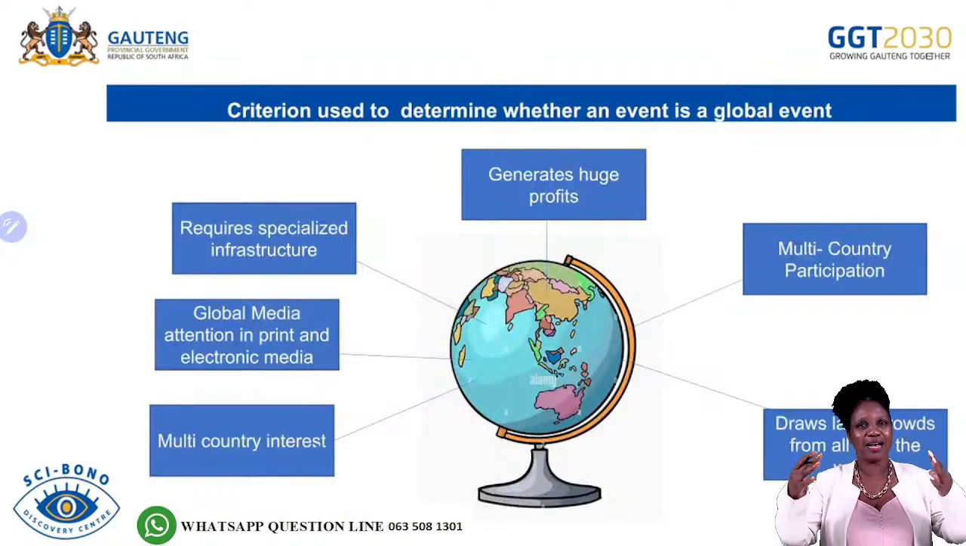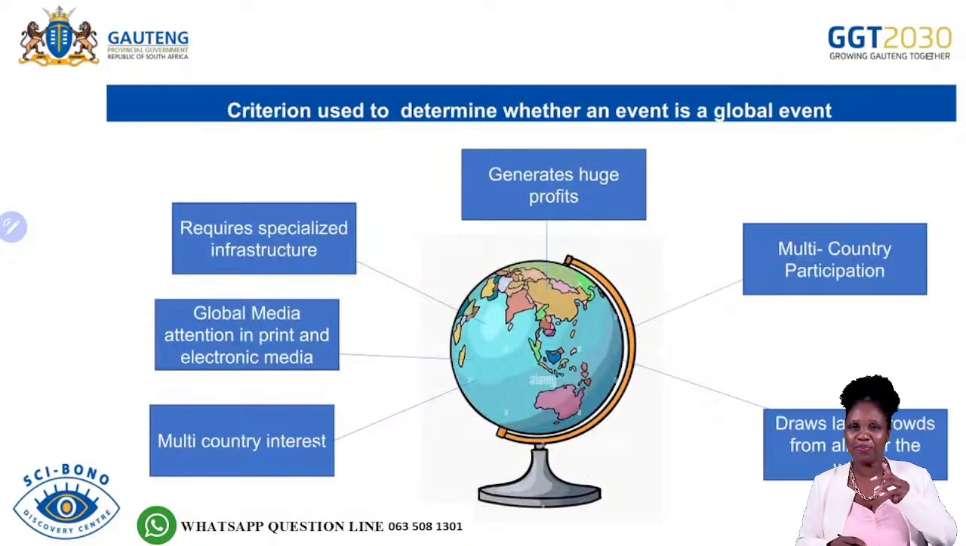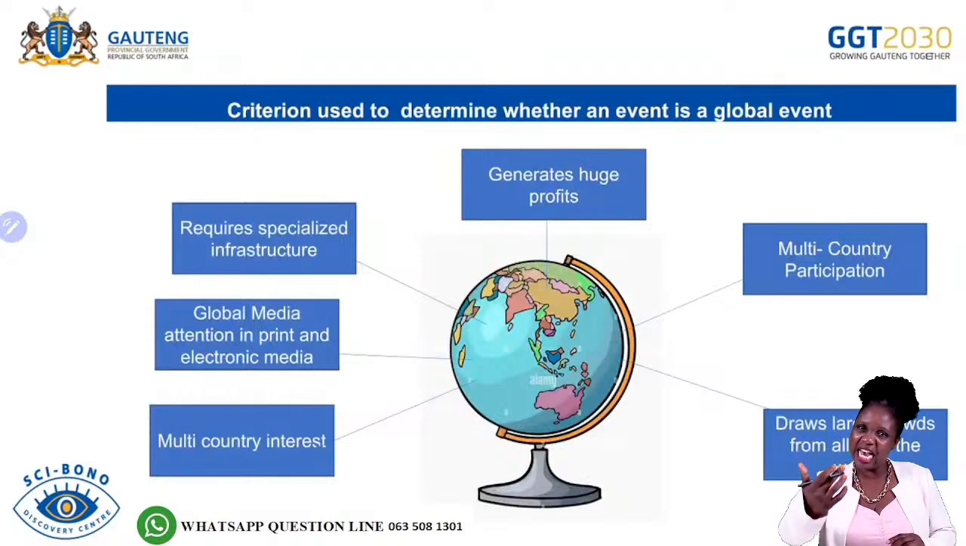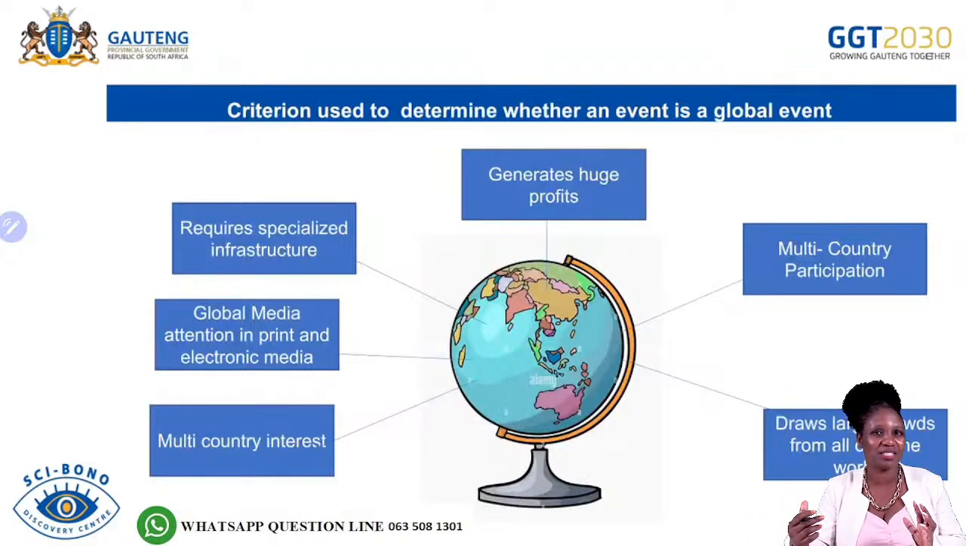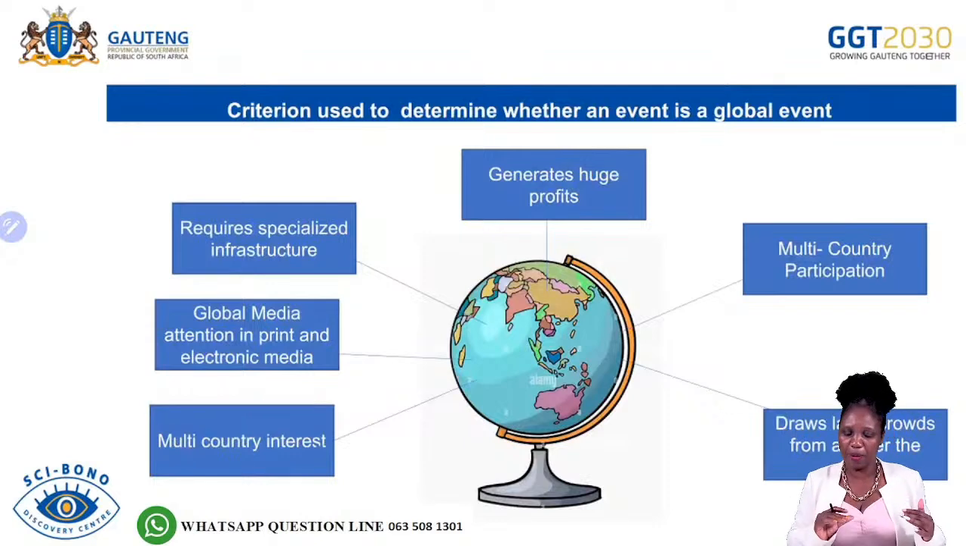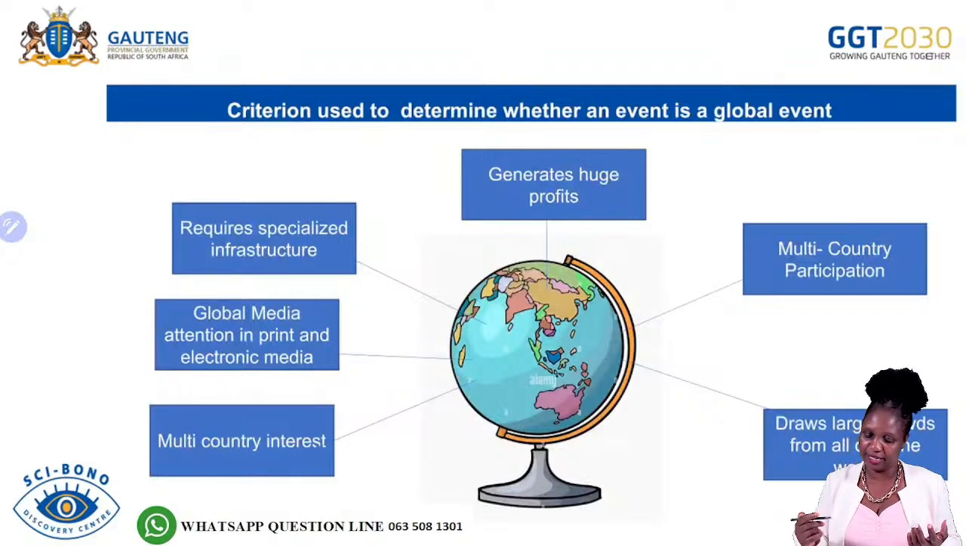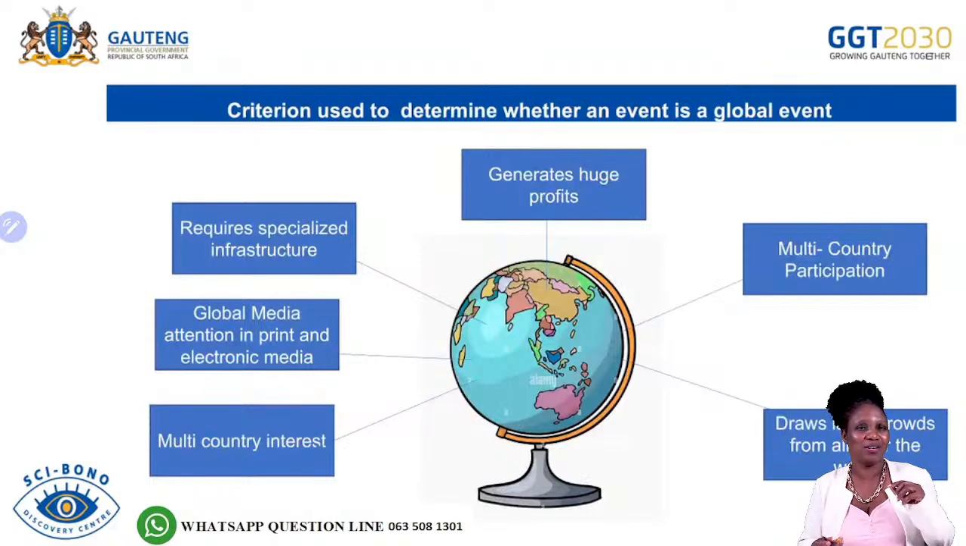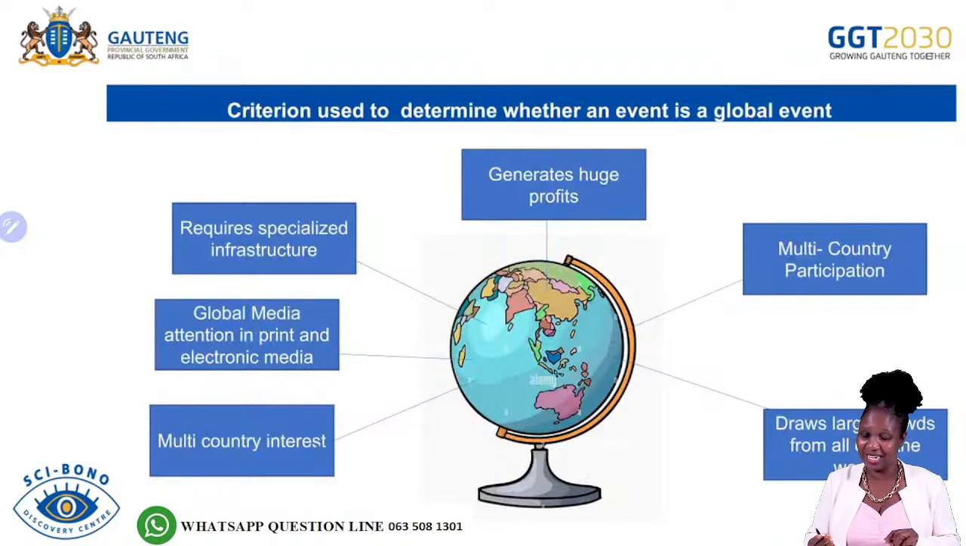And then some other people, other tourists, also visit the country. And those people who came for the global event, they come again. We call that repeat visits. And then multi-country interest. A lot of countries will be interested in the global event, and tourists will be coming in. And then multi-country participation. For example, in different global events, there will be a lot of people participating in it. And it draws large crowds from all over the world to the global event that a country is hosting.